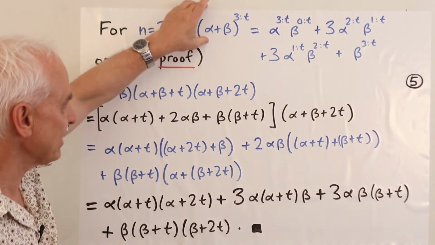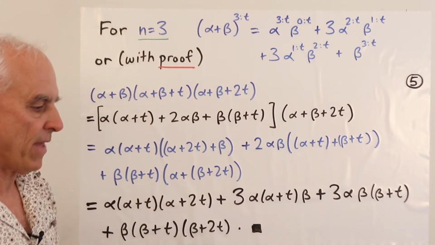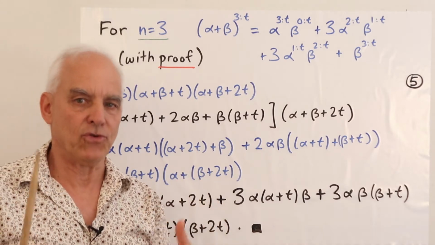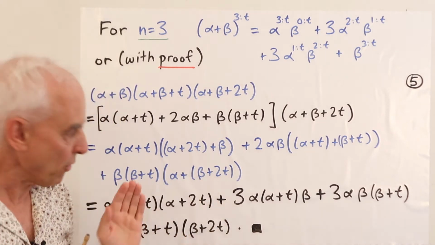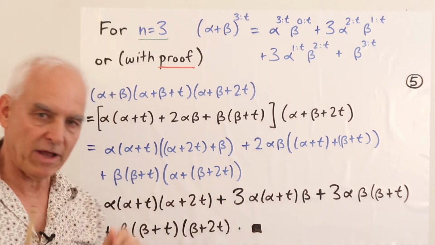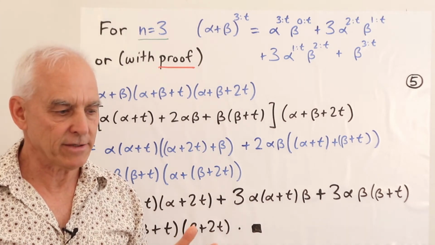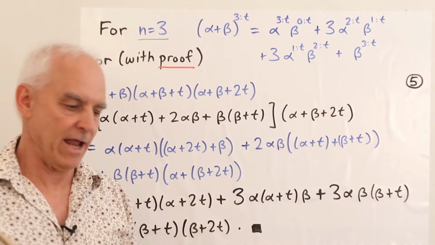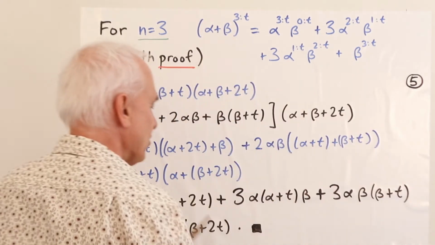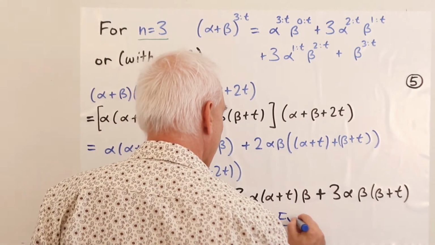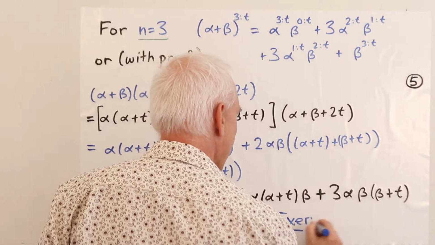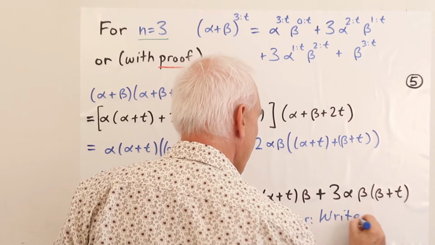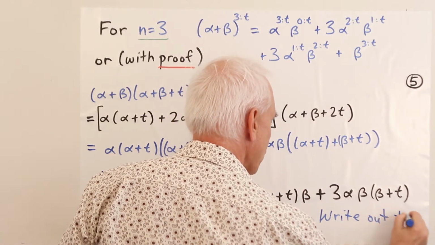So we proved that the left-hand side is equal to the right-hand side, and that's a proof relying on the n equals 2 case. And if you go through this carefully, just make sure I've done it correctly, you will see that it's pretty clear how to extend this. So I'm going to leave this as an exercise for you, all right? So write out the general case.